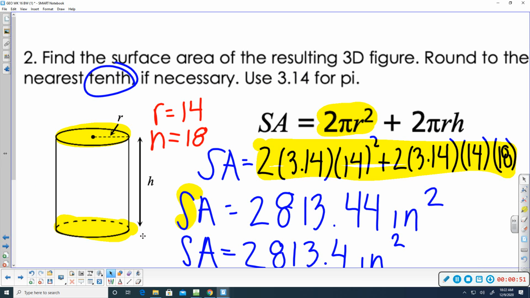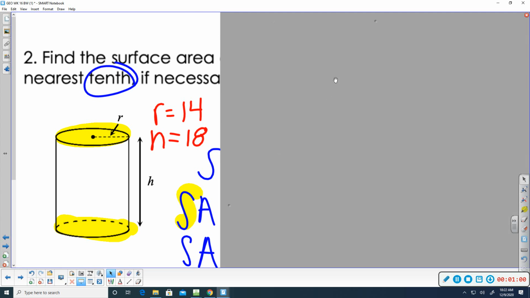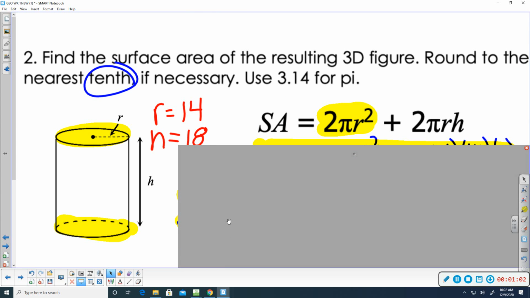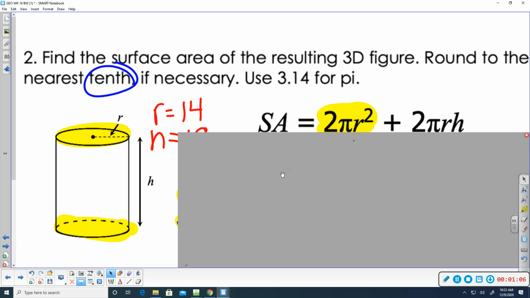So when we have a cylinder, there's a surface area formula for the cylinder. Because it says find the surface area of the resulting 3D figure, we are going to round the answer to the nearest tenth, and we're going to use 3.14 to approximate pi.